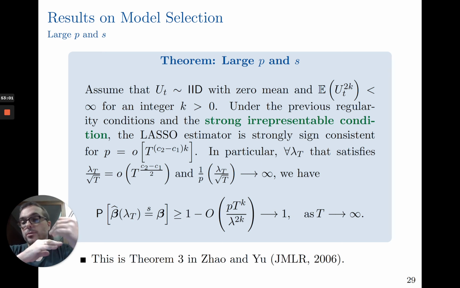But now if we want to do model selection, pick the right variables, then we need something that's stronger than the restricted eigenvalue. That's the irrepresentable condition. And we need the irrepresentable condition, and we also need all non-zero coefficients to be larger than a minimum. Okay? Usually this is something of the order of 1 over square root of T, the sample size. So everything that's below 1 over square root of T usually will be set to 0. Okay?